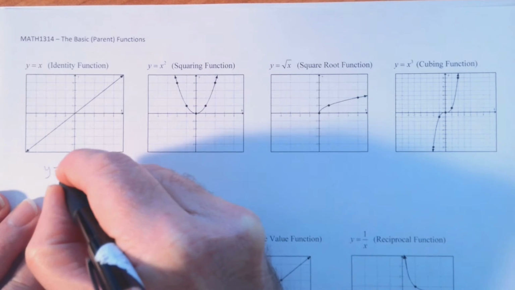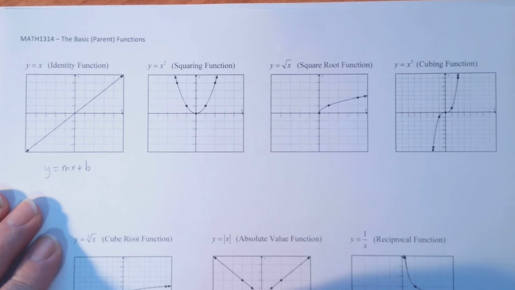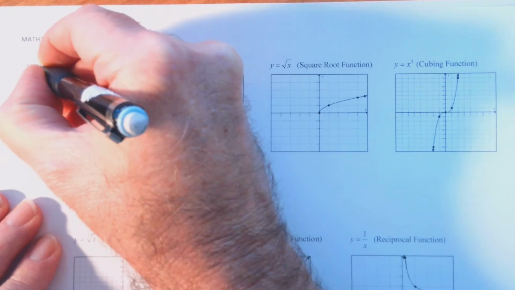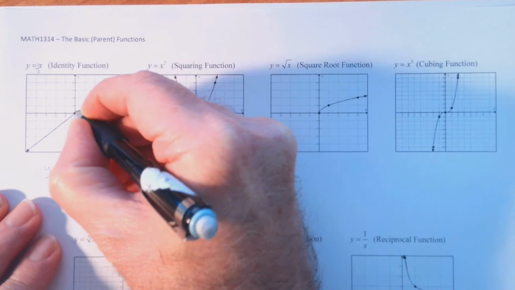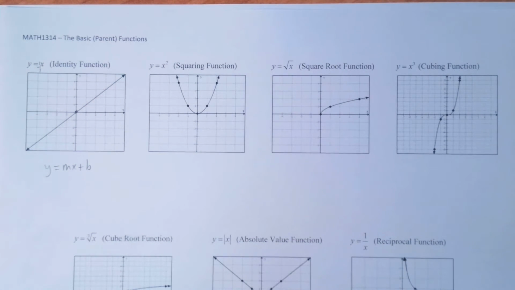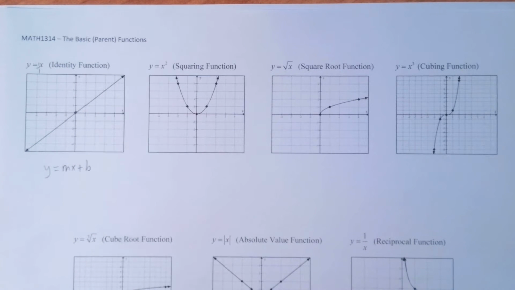However, you notice this is of the form y equals mx plus b, which we know makes it a linear equation, and we can see that it's a line. And here we have a slope of 1 over 1, or 1, and our y-intercept is 0. So start at 0, go up 1, right 1. So this is just a line, and we already know how to graph lines, so I'm not really going to talk about the identity function other than you should know how to graph y equals x. But we can do that because we know how to graph lines.